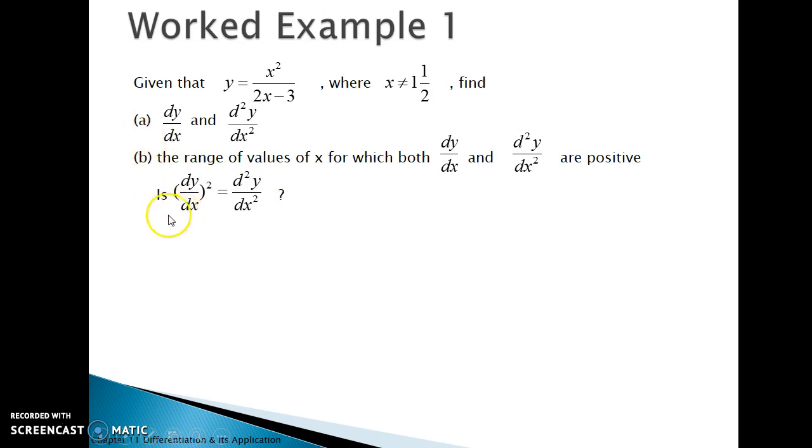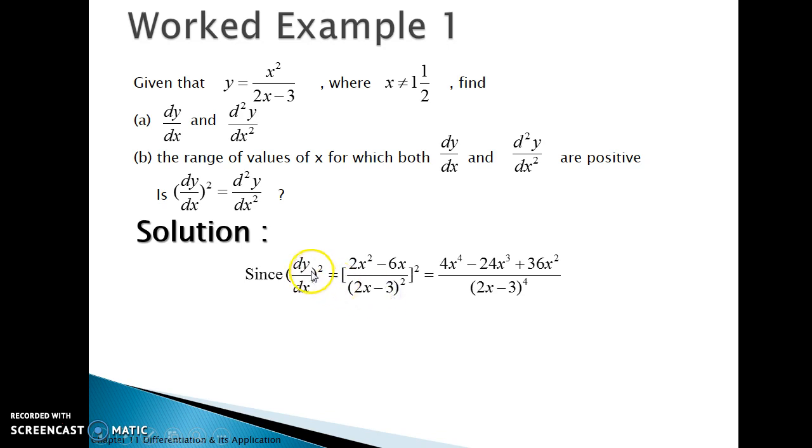After that, the question asks whether when you square your dy dx expression, is it equal to the second derivative? So square your dy dx, you will have such a complicated expression. And then look at your d squared y over dx squared. All right. Are they the same? No. So therefore, they are not equal. All right, so that's the end of your 12.1 on higher derivative.